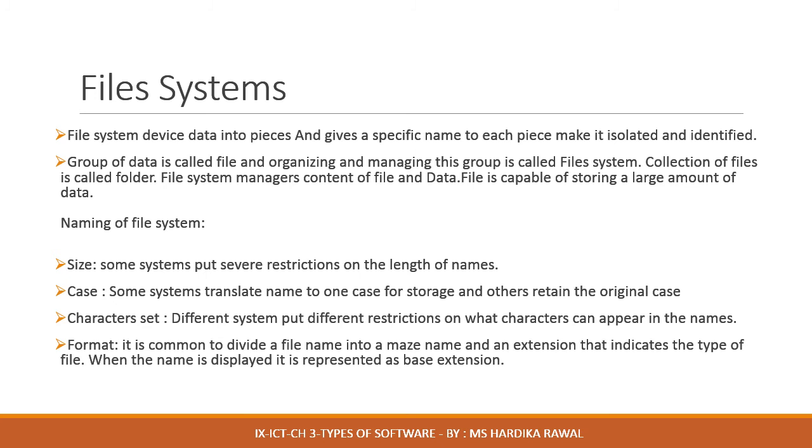Next is the format. The files can be divided separately based on what extension they have. For example, if we have a Word document file, it might have the extension .doc or .docx. For PPT, it can be .ppt or .pptx. This way we can differentiate and know which file extension stands for what file format.